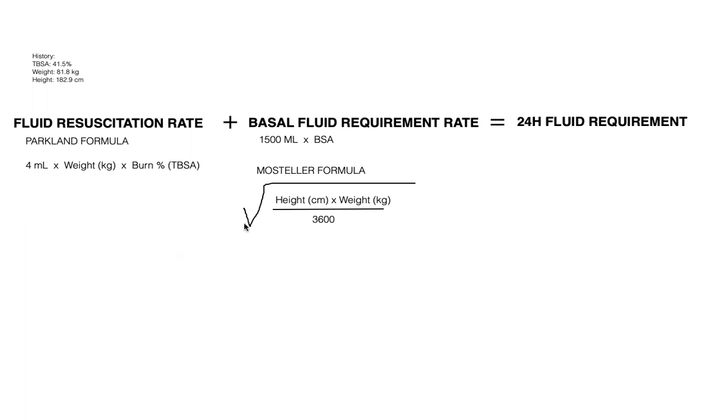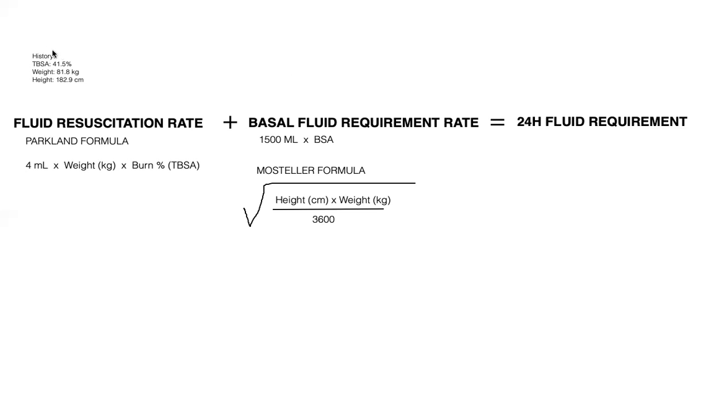When you're determining initial resuscitation for a burn patient, you need to determine the fluid resuscitation rate as well as the basal fluid requirement rate in order to figure out how much fluid they should receive in 24 hours. We're going to figure out the fluid resuscitation rate using the Parkland formula. The Parkland formula is 4 mils times weight in kilograms times the burn percentage, or the total body surface area that was burned.